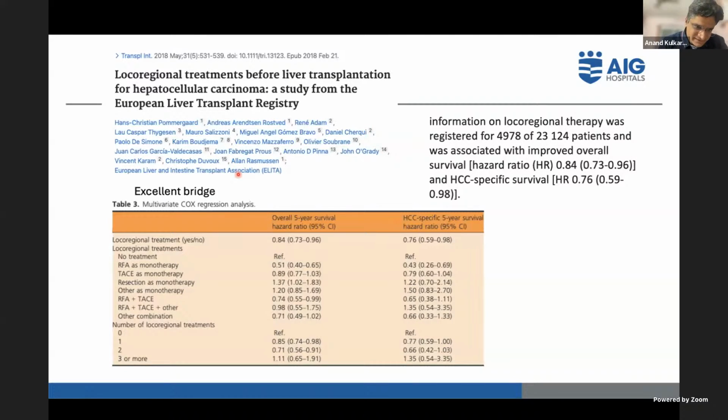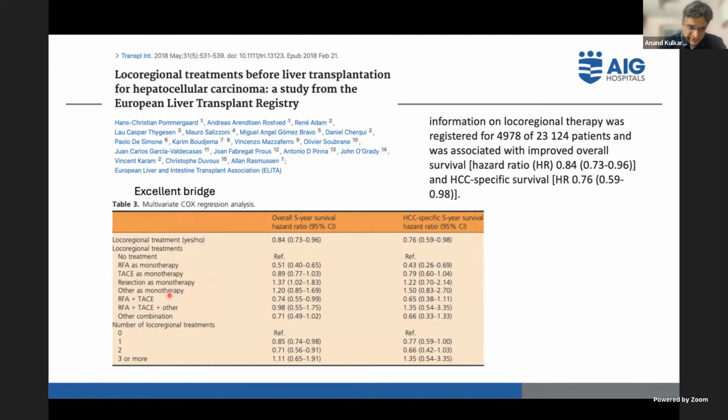But if you see this table over here, it is excellent bridging therapy, as I said before. Local regional therapy is associated with improved 5-year survival and HCC-specific 5-year survival. Compared to patients who had not undergone any treatment, RFA is the best therapy, followed by TACE, although the confidence interval has crossed 1. Resection is third, with not much difference compared to no treatment.